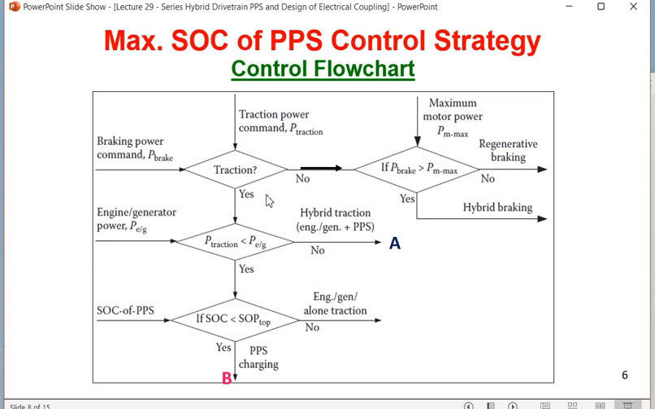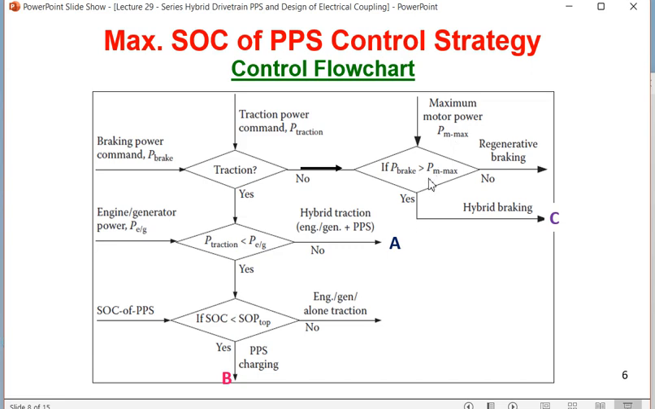Now go again to the top and compare the traction and braking power. We are asking if it is traction or braking. Is it traction? Answer is no, which means it is braking. In that case we have to see the maximum motor power, PM max. We are asking whether P brake is greater than PM max or less than PM max. We are finding that P brake is greater than PM max. What is PM max? PM max means the maximum power the regenerative or electrical braking can produce.